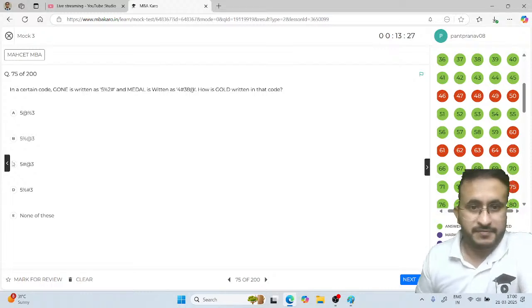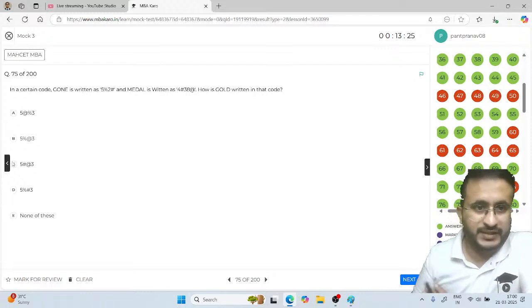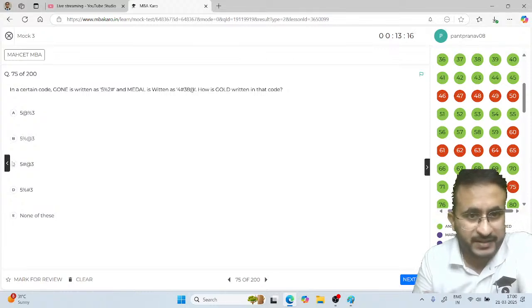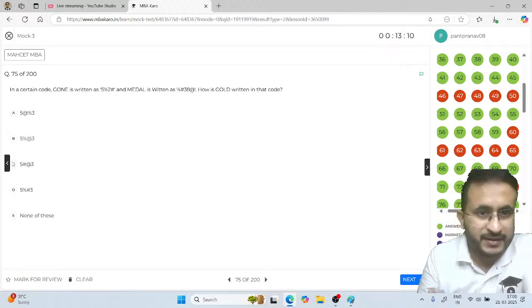Gone is written as this, medal is written this. So in these kinds of questions, we have respective letters like G will be 5, O will be percent. So 5%. And if you see E is written as hash in both the cases, right? So LD, L is at the rate, and D will be the third letter. So 5% at the rate and 3.